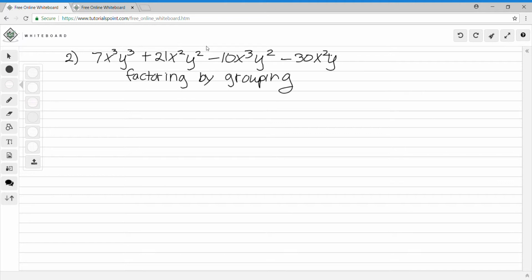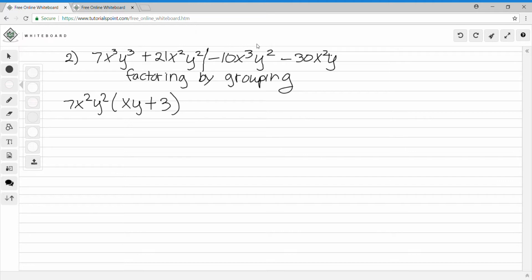So we have this section and then this section. I'm going to start on this section. What can I factor out from these 2 terms? I could factor out a 7x squared and a y squared. When you factor that, you get xy plus 3, right? If you FOIL it, you're going to get this whole thing back.